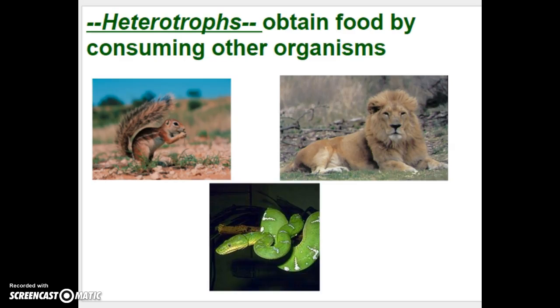A heterotroph is an organism that has to eat something to get their energy. They have to obtain food by consuming other organisms. Remember, hetero in Latin means other. So in this case, heterotrophs, like you and I, have to get our energy by eating other things.